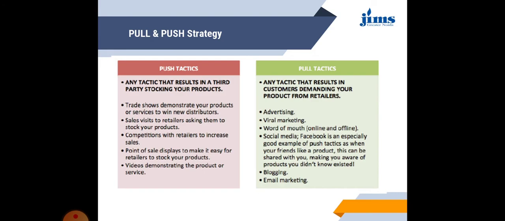Then word of mouth. This word of mouth can spread online and offline. Again, this word of mouth can create a pull kind of scenario. Then something that goes viral on social media, especially on Facebook or Instagram. For example, on Facebook, when your friends like a product, this can be shared with you, making you aware about products which you actually didn't know. Then blogging, then marketing done through emails.